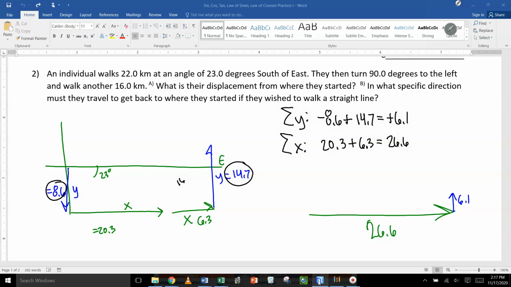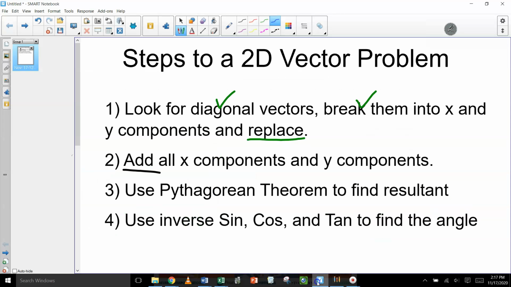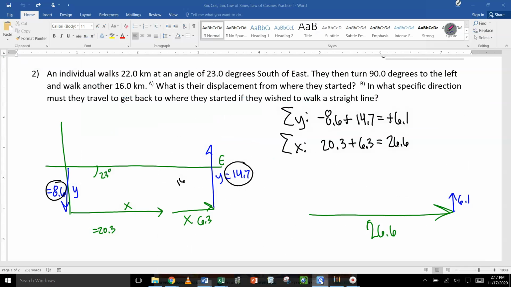So, last step, use the Pythagorean theorem. We're going to use the Pythagorean theorem to figure out exactly how far I am from home. So I go a squared plus b squared equals c squared, and that turns out to be 27.3 kilometers. That's part A. How far away am I? 27.3 kilometers.